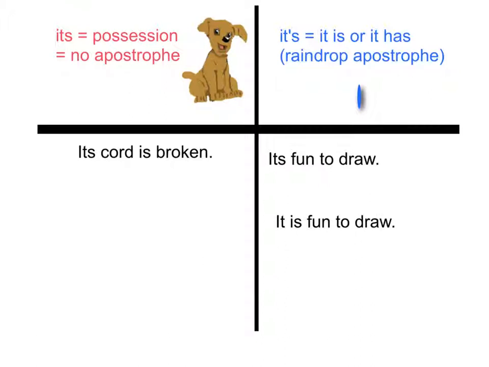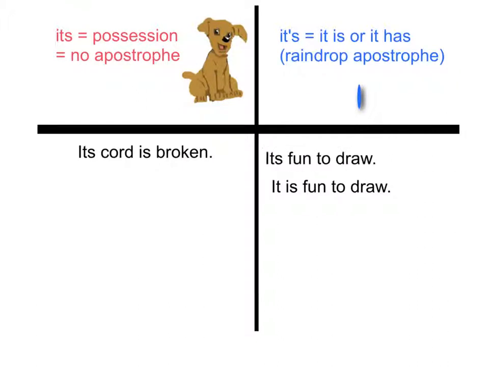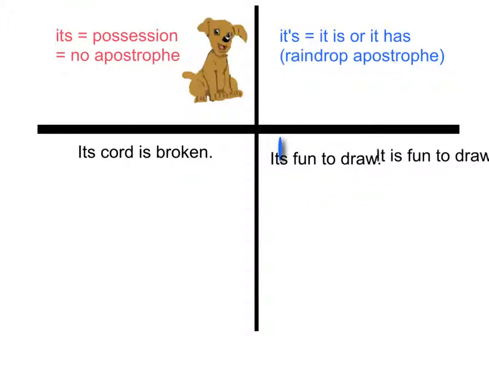Does that make sense? Is that a perfectly acceptable sentence? Yes, it is. That tells us that this sentence does belong in the right-hand column, but we need an apostrophe for our it's. It's fun to draw. These two sentences are equal. They mean the same thing. That's how we know in which column to place our sentence.